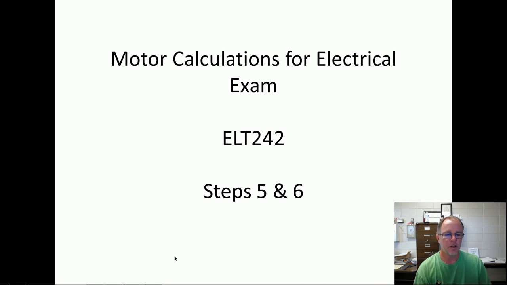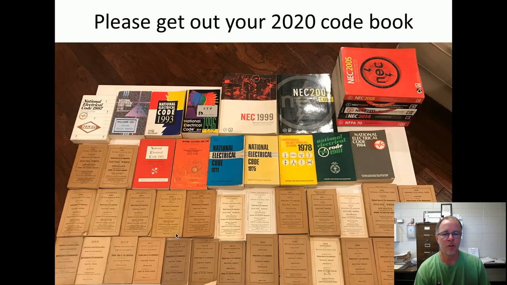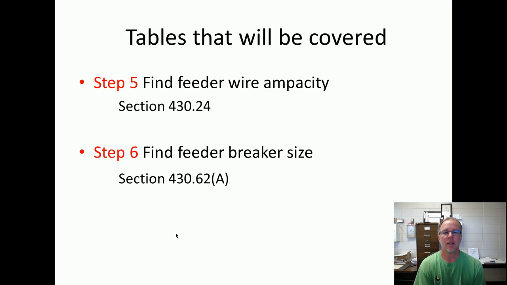Alright, you will need to get your code book out. Once you've got it out, we've got some highlighting to do, but basically it's almost a review. You're going to see what I'm talking about. Tables that will be covered. Step 5, find feeder wire ampacity.